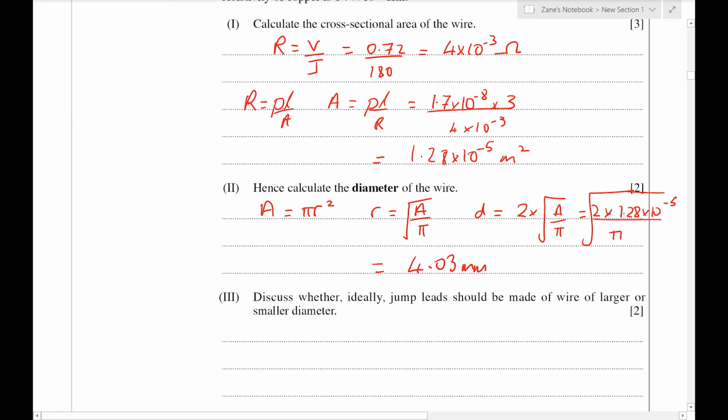Finally, we've got to discuss whether ideally jump leads should be made of wire of larger or smaller diameter. Well, if we go back to the R equals rho L over A formula, we can see that resistance and area are inversely proportional. So what we want is a large diameter, because that will give us a small resistance. And obviously the smaller the resistance, the easier it is to be able to create a nice big current in our charging circuit.